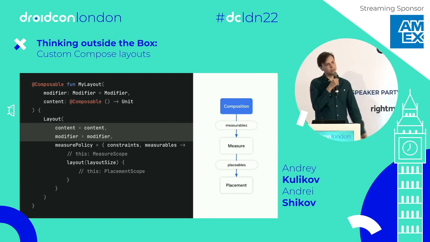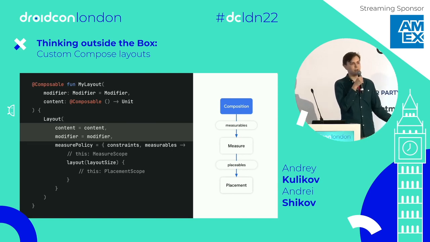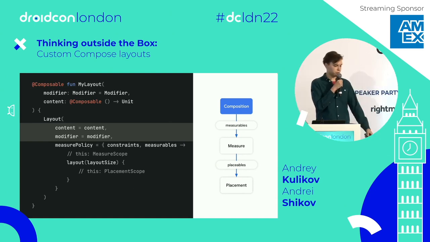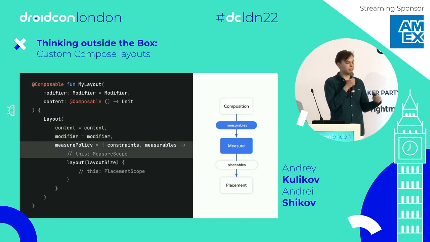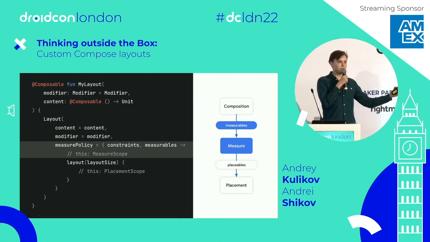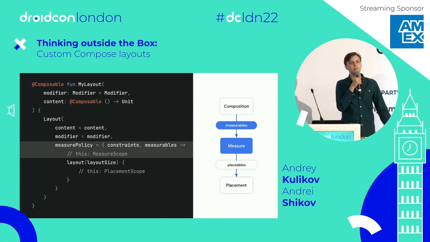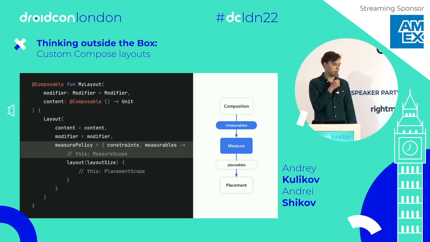So here we have a few things to consider. First is the content. It's the children of this layout that will be composed into it. Second one is the modifier. All the things that you use modifiers for will be applied here. Maybe interaction, maybe some padding, or drawing a background. And the last thing is a measure policy. And this is the logic of a layout, the meat of it. We get measurables. These are the children that we compose from the content. We get the constraints. This is the size that the parent expects from us.